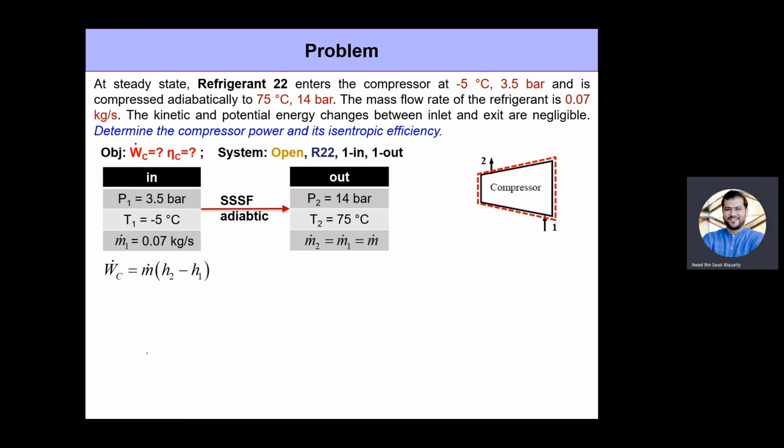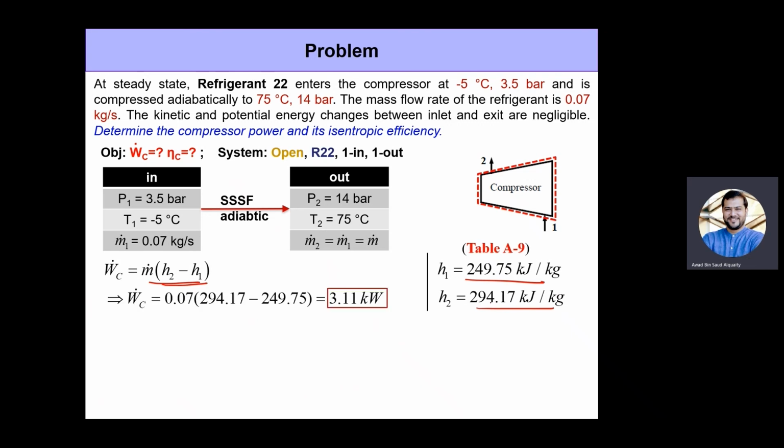All right, so here we start again. This is simply what we need to do. H1 you can get from the table. Same way H1, H2 also you can get from the table because pressures and temperatures are provided, and it's superheated vapor state that we're looking out for. Okay, so you plug in the numbers, and 3.11 kilowatt is simply the work input into the compressor.